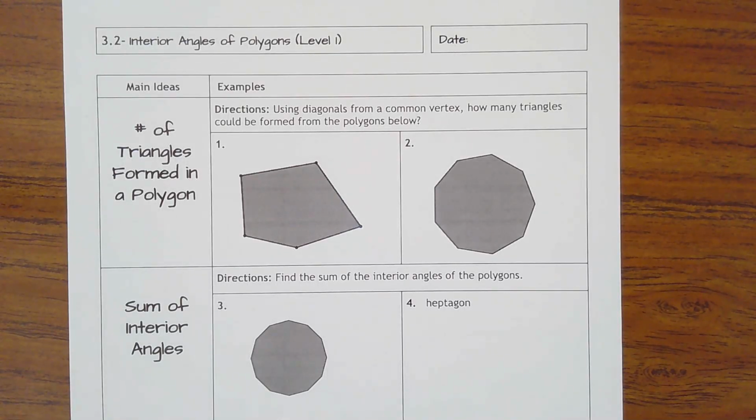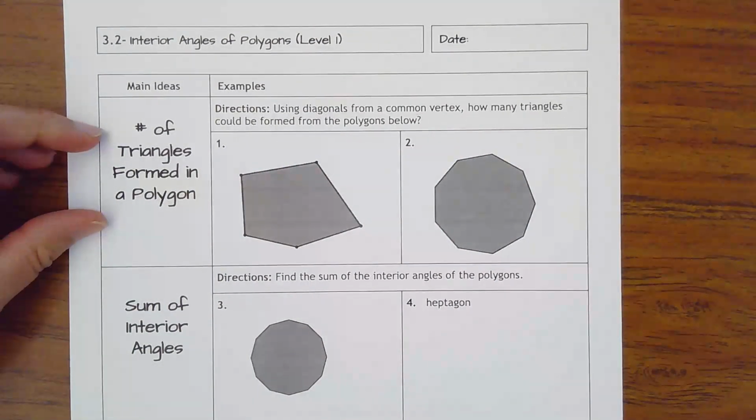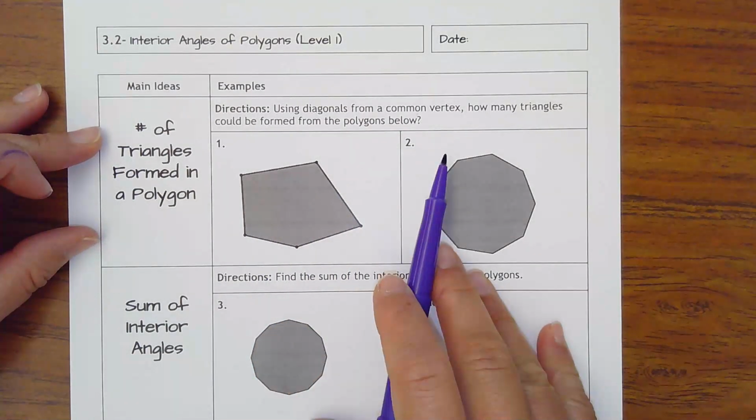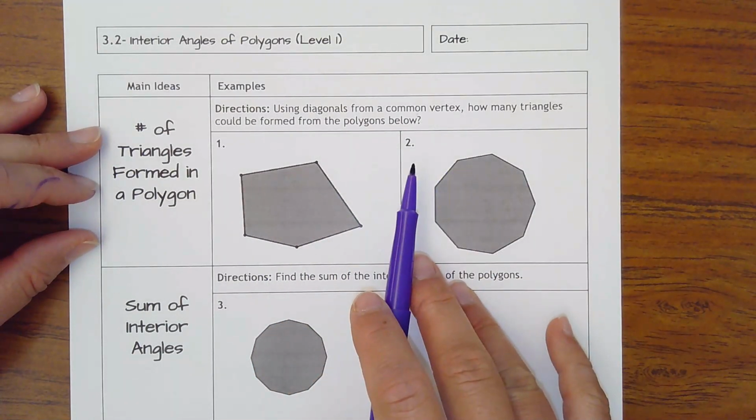Lesson 3.2 is talking about interior angles of a polygon. It's level 1. We're first going to talk about the number of triangles formed in a polygon. Directions say, using diagonals from a common vertex, how many triangles could be formed from the polygons below?